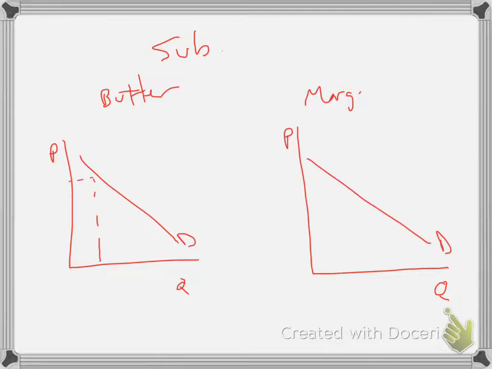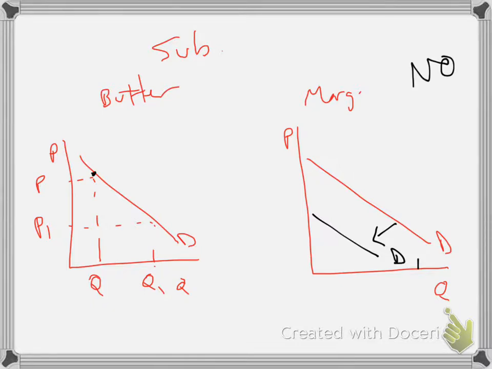Imagine you lower the price on butter. Movement. Quantity demanded of butter increases. What does that do to the demand for margarine? Drops. Did you change the price of margarine? No, you didn't. You changed the price of butter. Movement, shift. Okay?